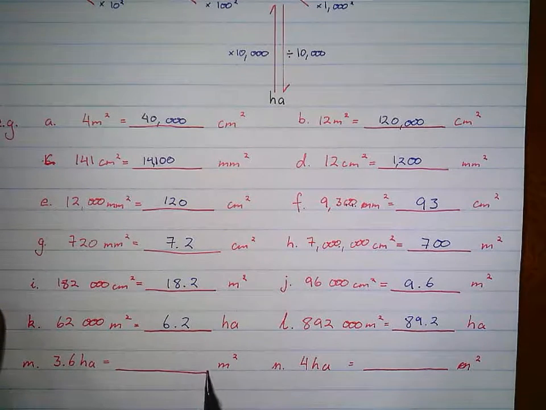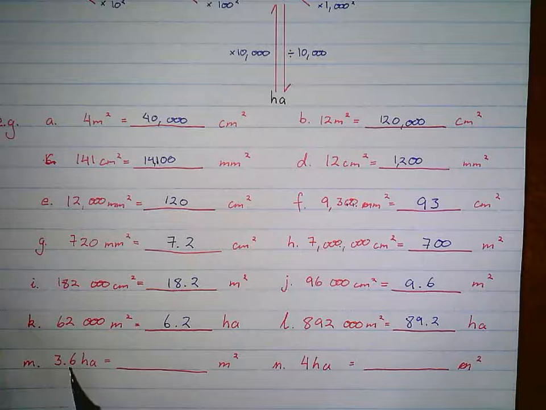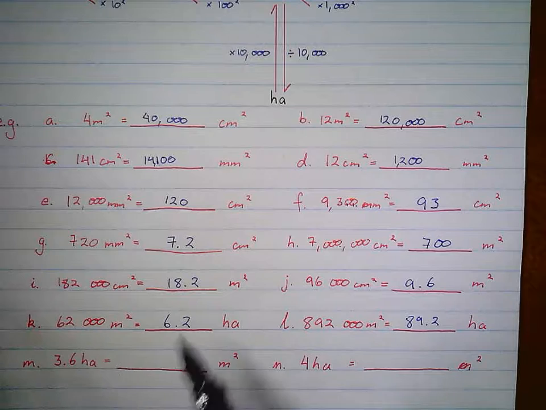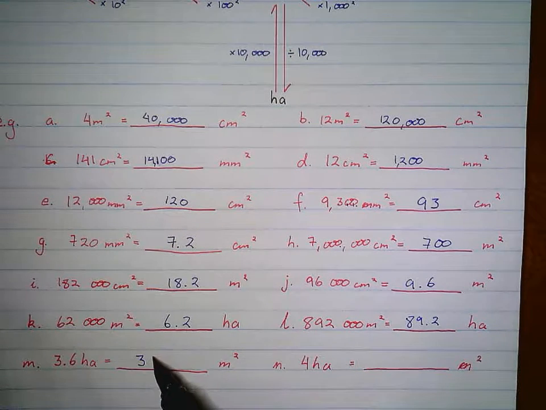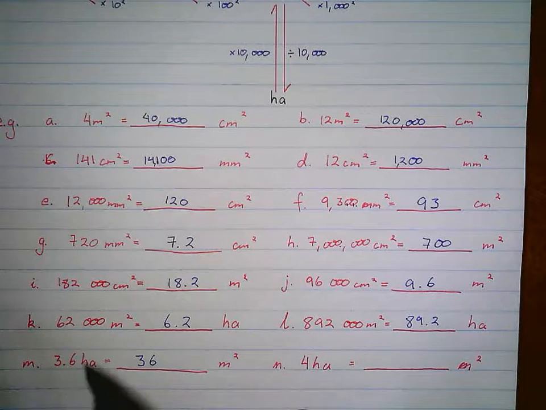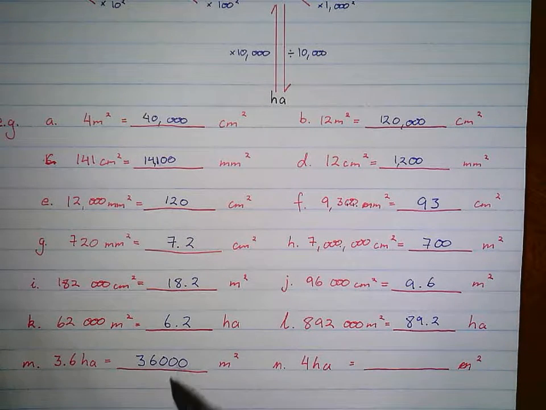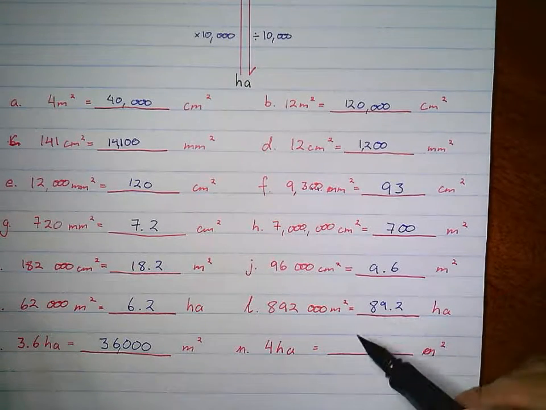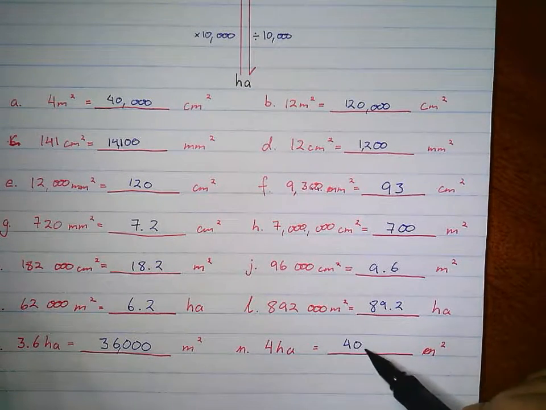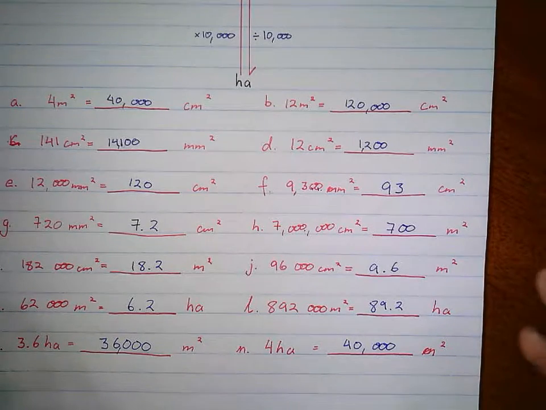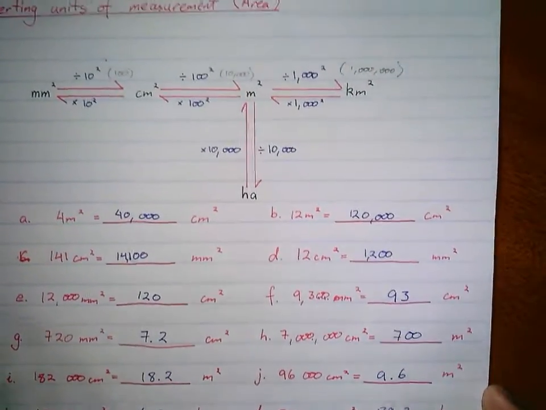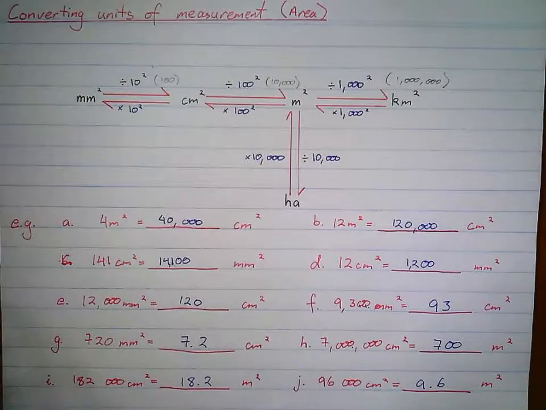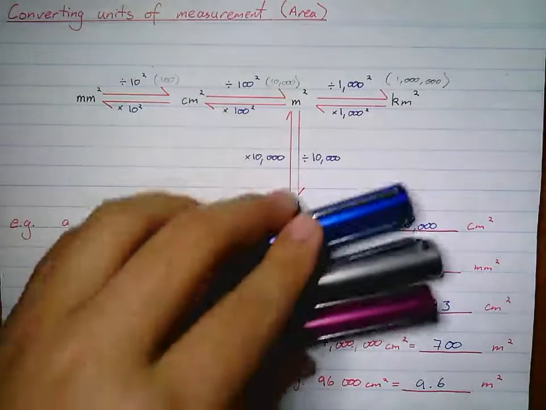From hectares to meter squares this time, multiplying this by 10,000, moving the decimal place 4 times. 1, 2, 3, 4. That'll give us 33.6. That's 1 decimal place. 1, 2, 3, 4. 36,000 meters squared. And 4 hectares multiplied by 10,000. 4 times 10,000 is 40,000 meter squared. That concludes a short and concise video on converting areas. Best of luck.